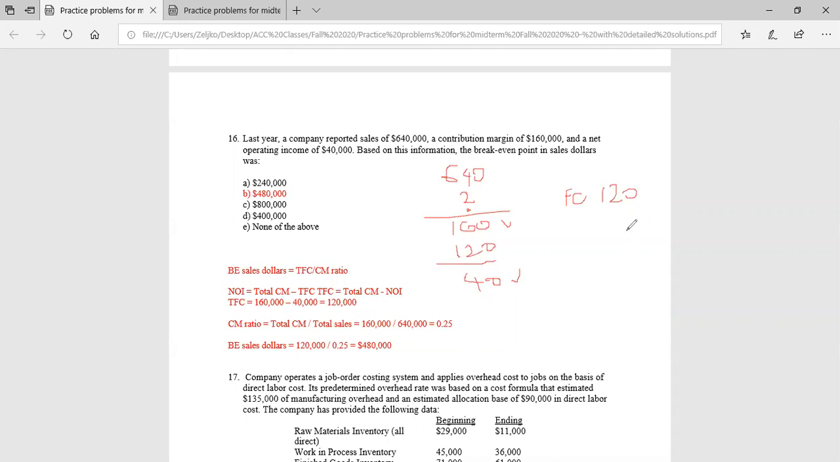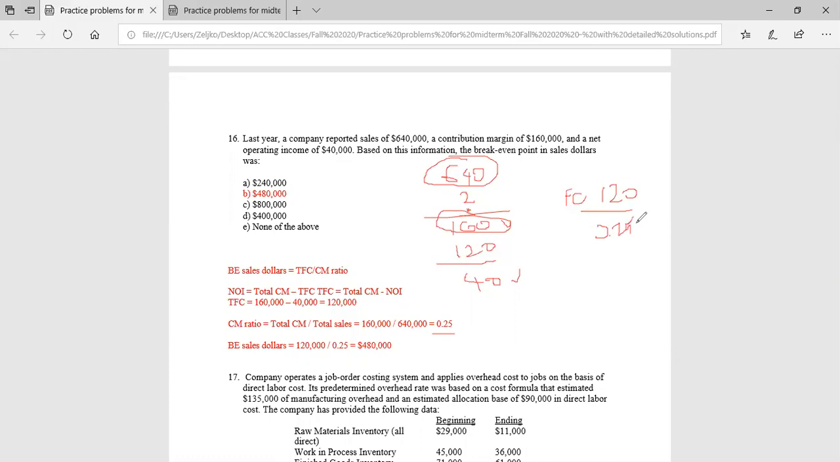And we have a ratio of contribution margin is what? 160 divided by 640. That's the CM ratio. And the CM ratio is 25%. So we will divide 120 by 25%.